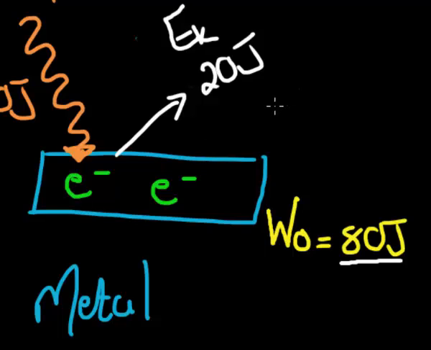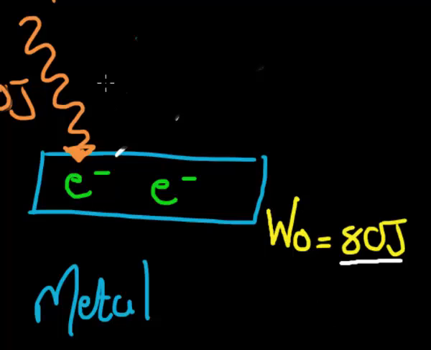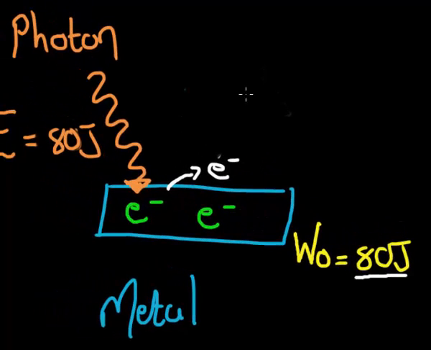Let's take another scenario. If my photon comes in with only 80 joules of energy, this is only equal to the work function amount. So my electron, once receiving this full 80 joules of energy, will pay the work function, but then it doesn't have any energy left. So it will be emitted from the metal, but it will just be hovering on top of the metal. It can't go anywhere because it doesn't have the kinetic energy to travel.